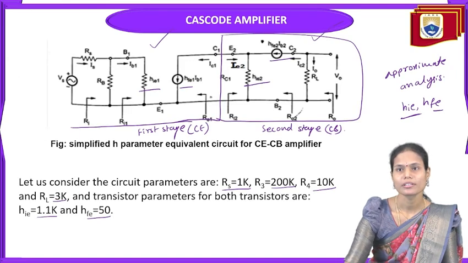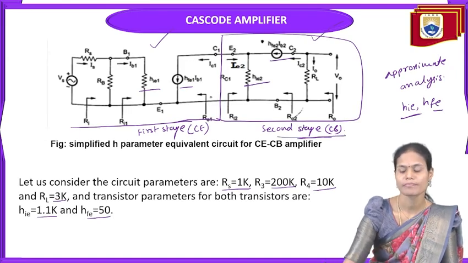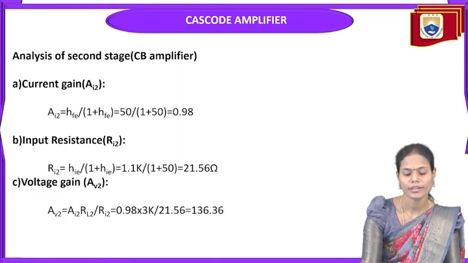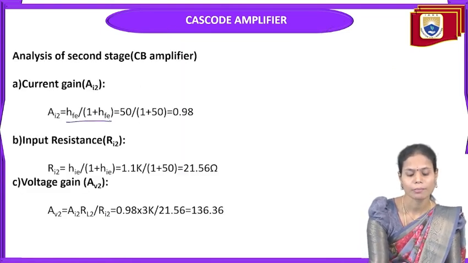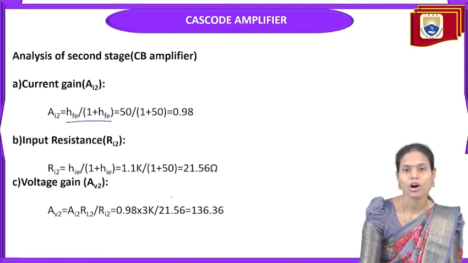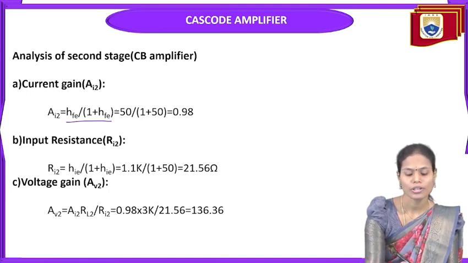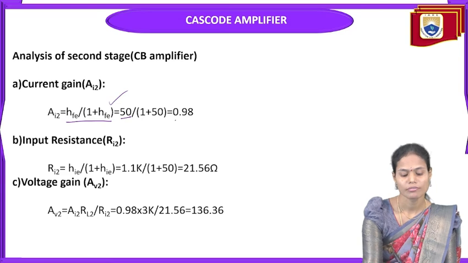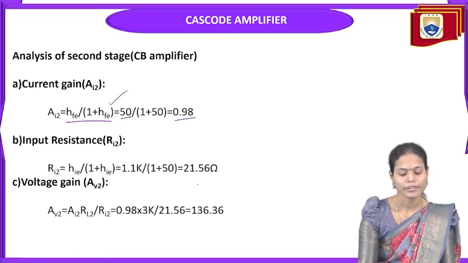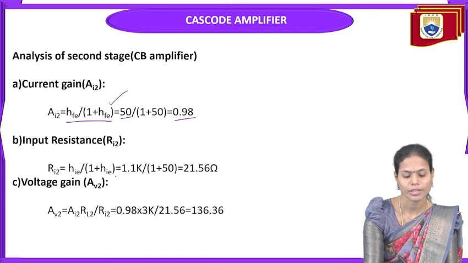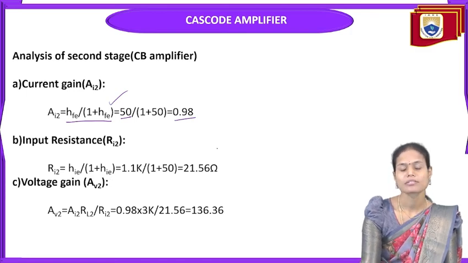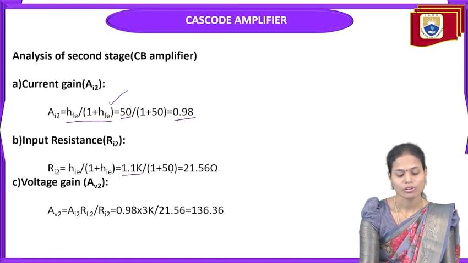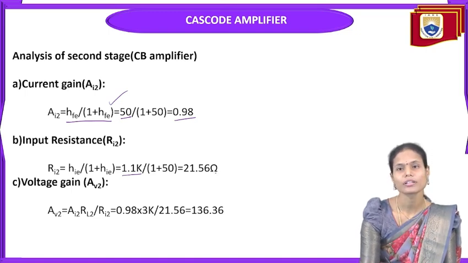First I am taking the second stage, that is the common base configuration. For the common base configuration, the current gain is hfe by 1 plus hfe. The analysis of all the configured amplifiers we discussed already in the previous sessions, so from that we have taken these formulas. hfe by 1 plus hfe, with the hfe value taken here as 50. After substituting that, we get 0.98. And the input resistance is hie by 1 plus hfe. The hie we have taken here as 1.1K. After substituting that, we get 21.56.